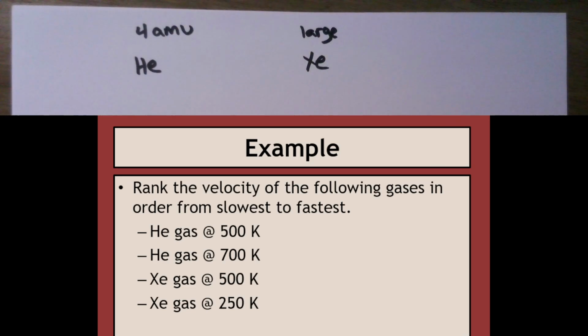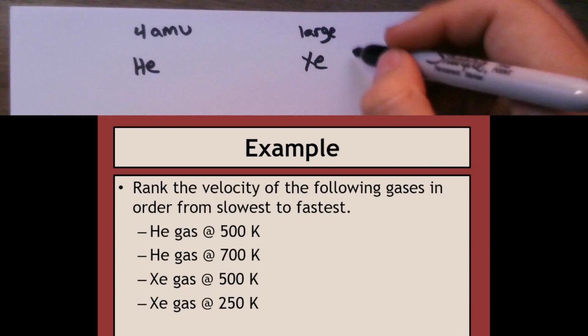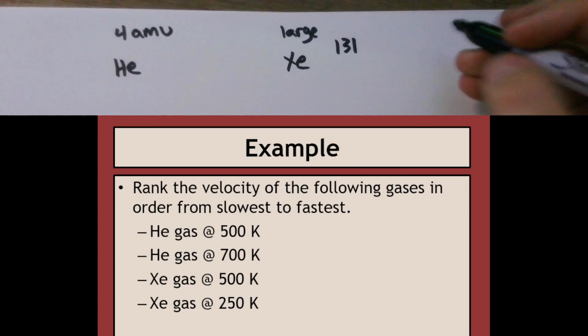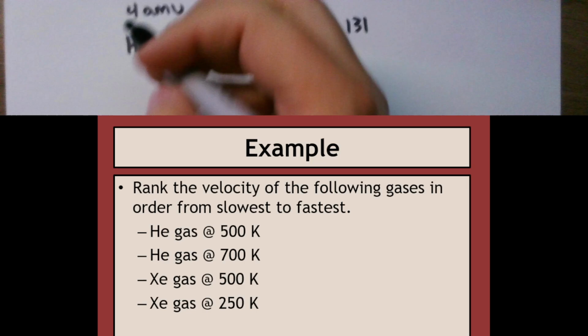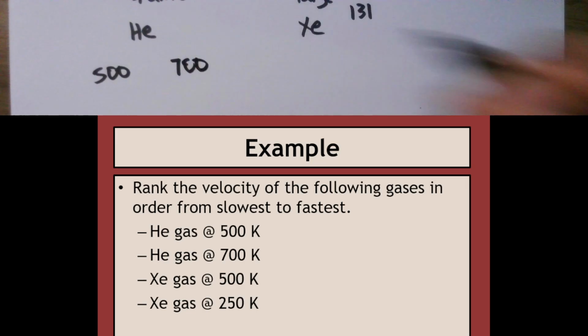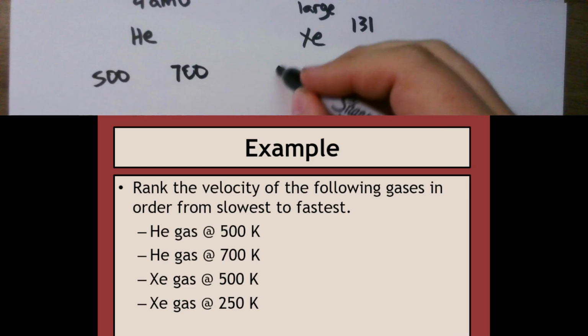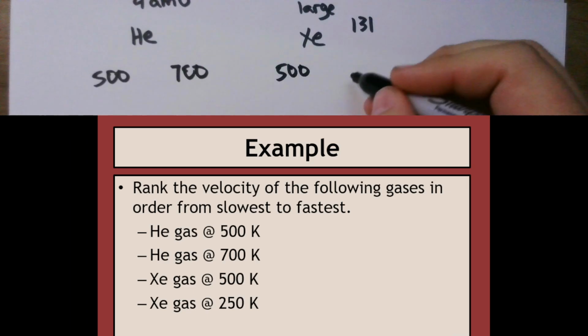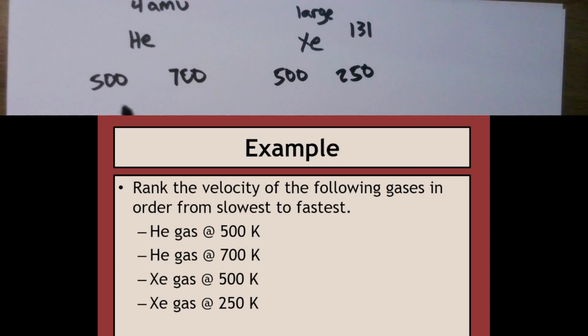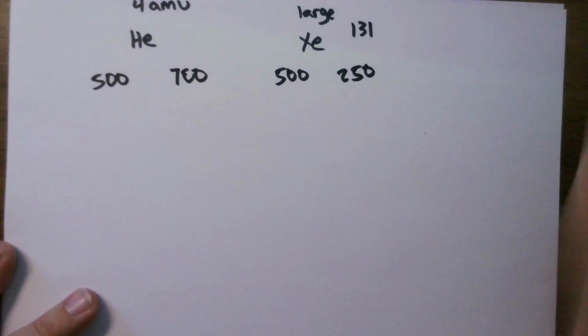Let's pull it up. Xenon is like 131. And then we have temperatures. We have helium that's going 500, helium that's going 700. We have xenon that's going 500 and 250. That was a dumb way to say it, but basically this is the temperature that gas is at.